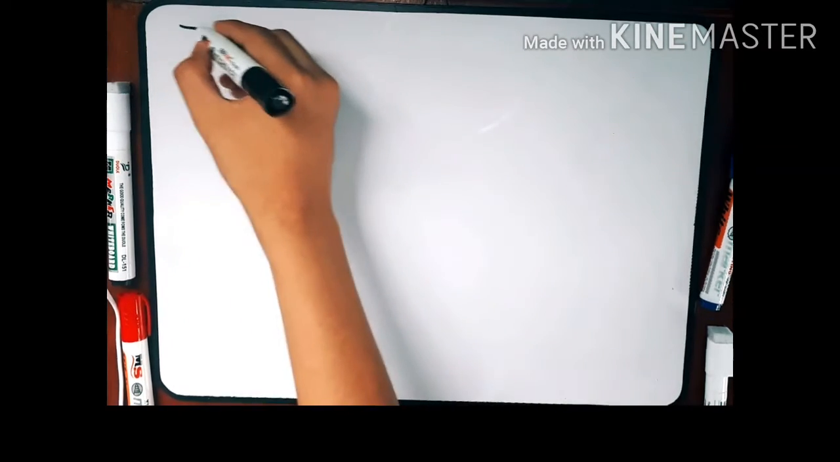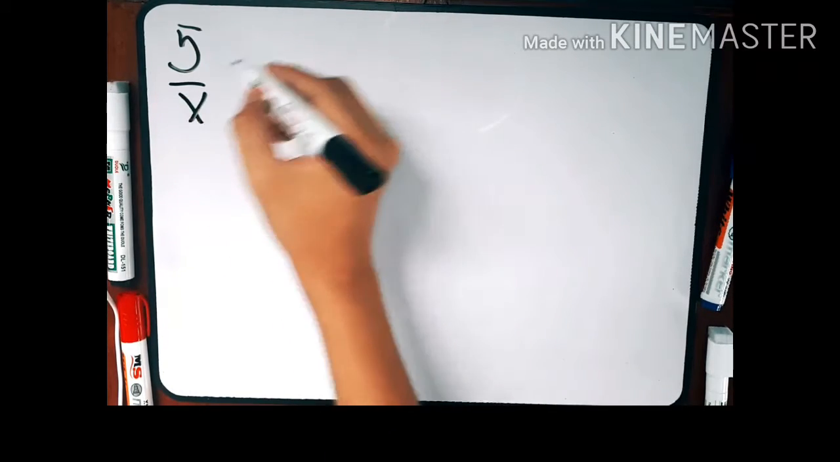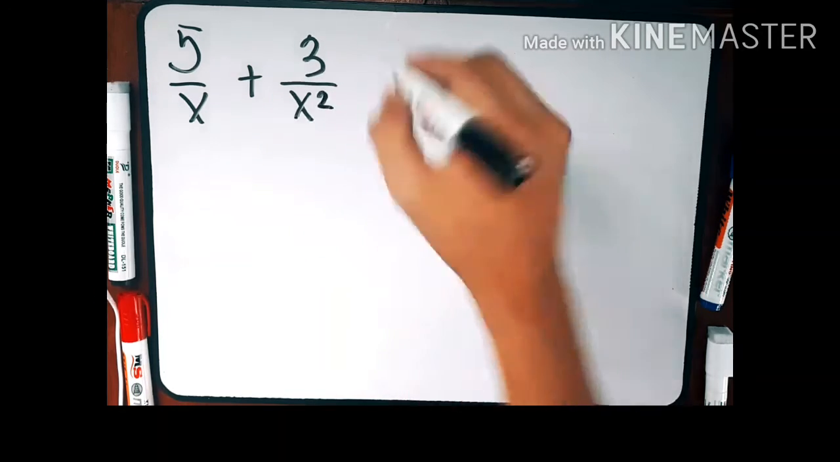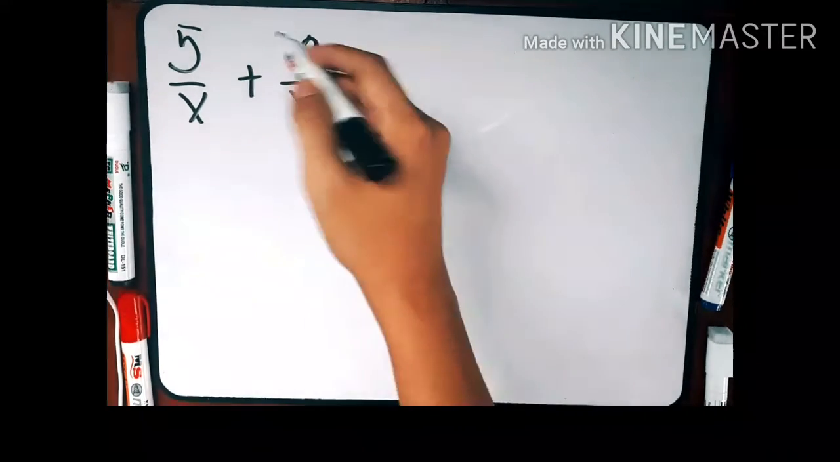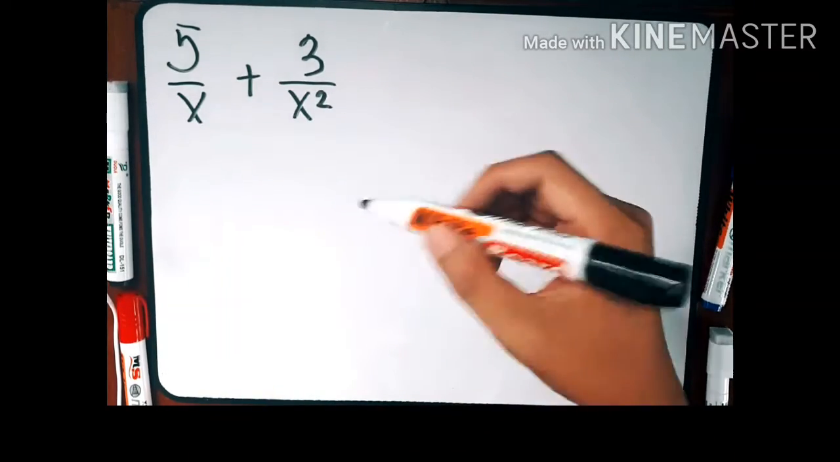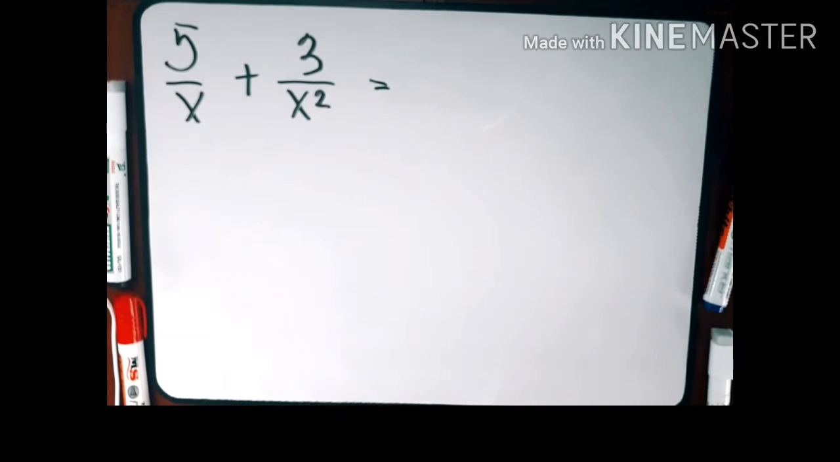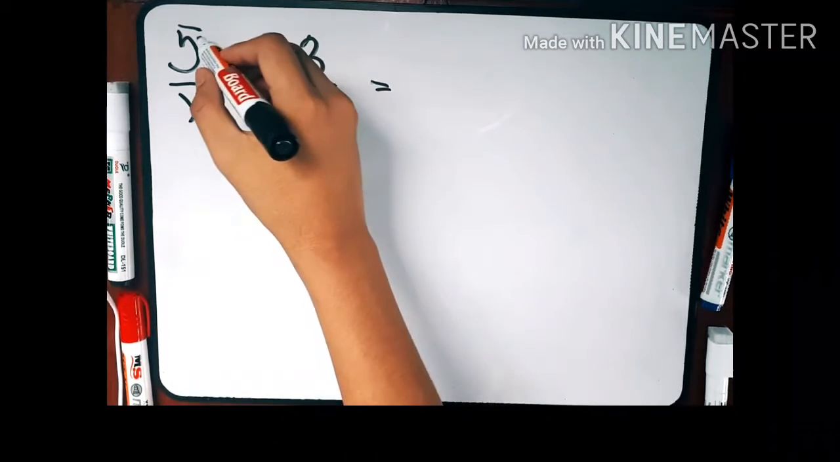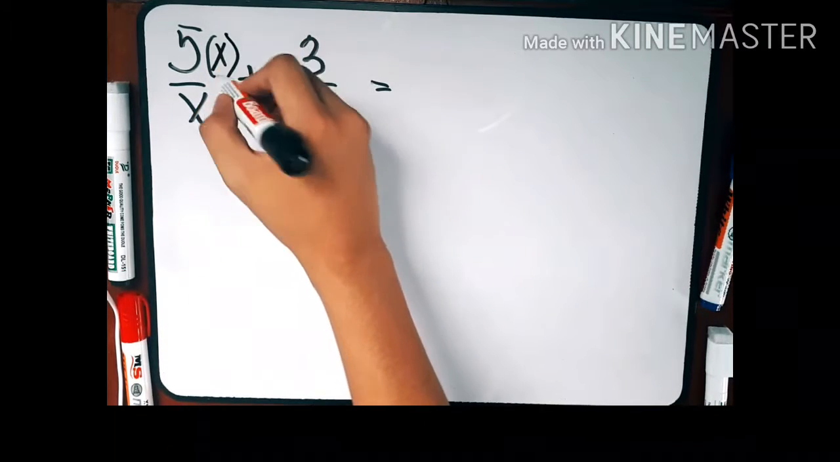Ngayon, tuturuan naman natin kayo kung paano mag-add and subtract ng rational expression. First example is 5 over x plus 3 over x squared. Una, bago natin i-combine yung dalawang fraction, kunin muna natin yung common denominator nila. In this case, ang common denominator ng 5 over x plus 3 over x squared is x squared. So, multiply lang natin from top to bottom by x.